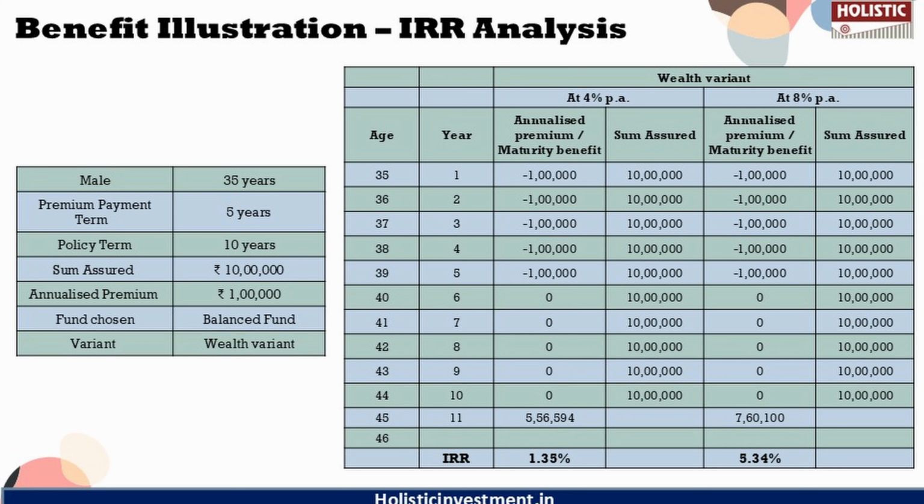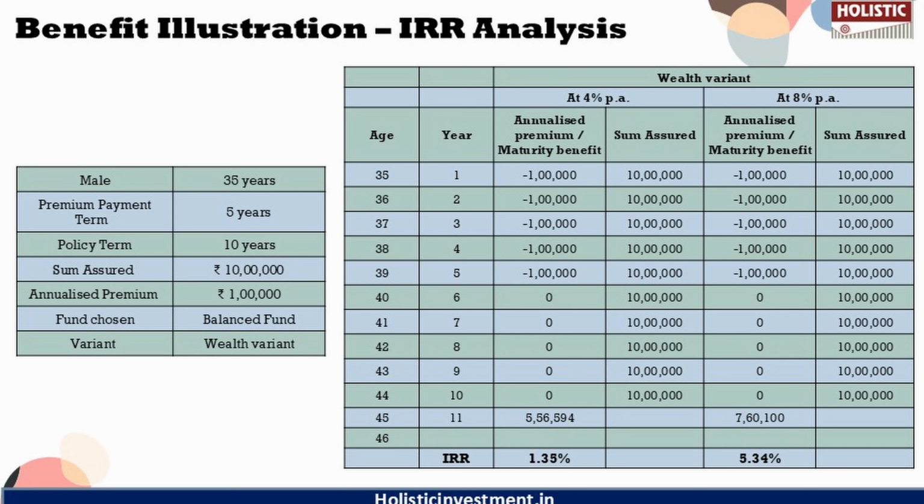So as this is a ULIP policy, to indicate the worst and best case scenario, the fund value is going to have an assumed rate of return of 4% and 8% per annum. This is just for example. So at the end of 10 years at 4%, worst case scenario, the maturity benefit would be 5,56,594 rupees, and at an assumed rate of 8% in the best case scenario, it will be 7,60,100 rupees.